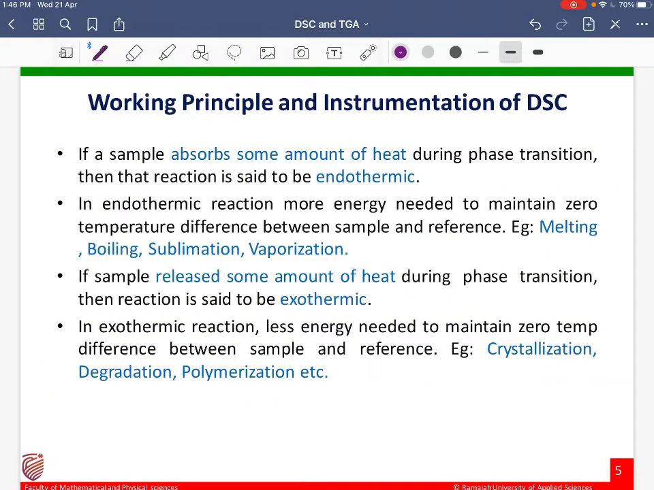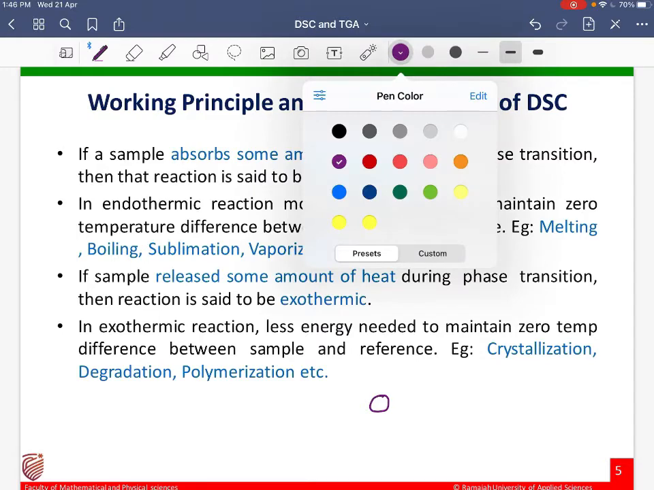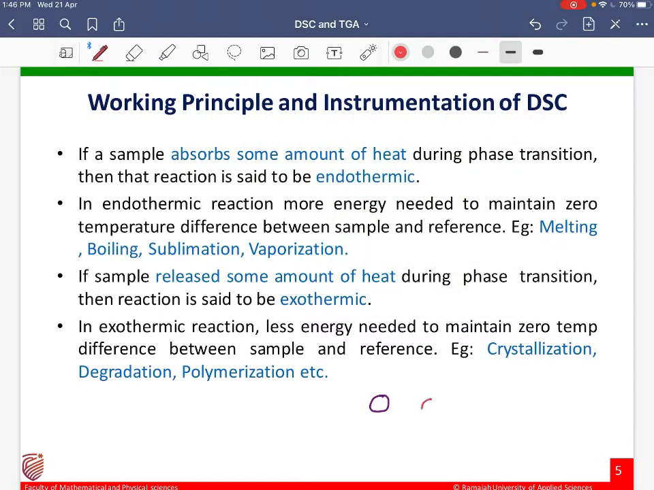For example, if a sample absorbs some amount of heat during a phase transition, then the reaction is said to be endothermic. In an endothermic reaction, more energy is needed to maintain zero temperature difference between the sample and reference: melting, boiling, sublimation, and vaporization. For example, we have a sample and we have a reference material.